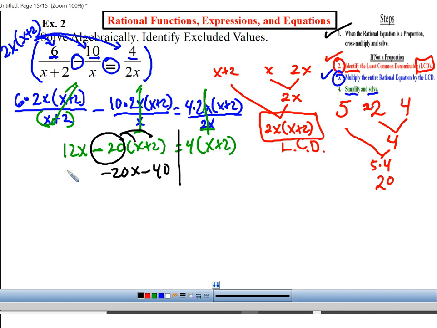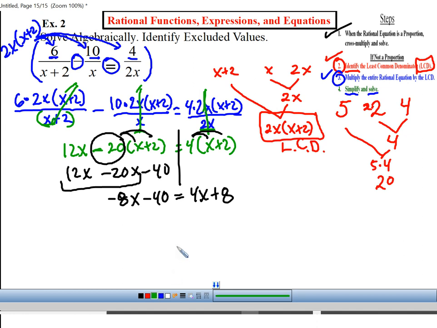I'm going to bring down the 12x. Can I still simplify? Yeah, combine these two. That leaves me with negative 8x minus 40. I'm done simplifying the left side. Let me go to the right side. What is 4 times x and 4 times 2? That is 4x plus 8. Does that look fairly simple? Yes. Now we just get all variables to one side.